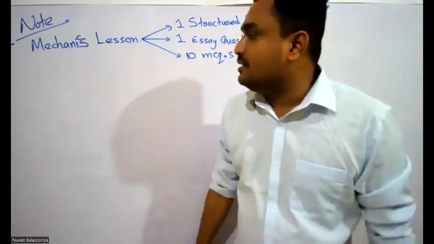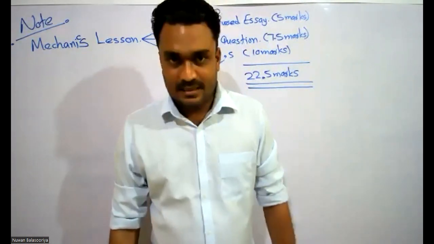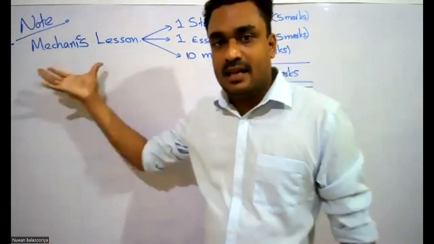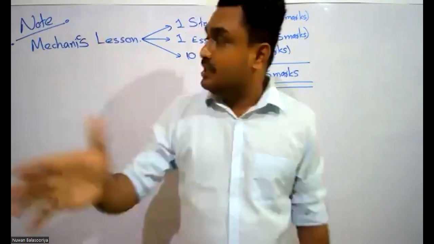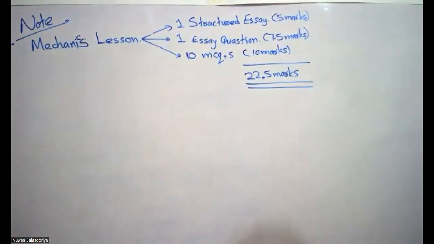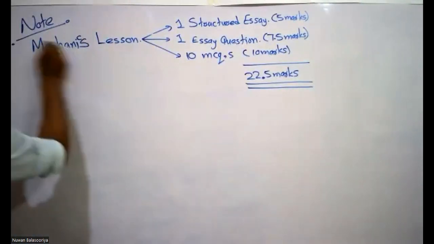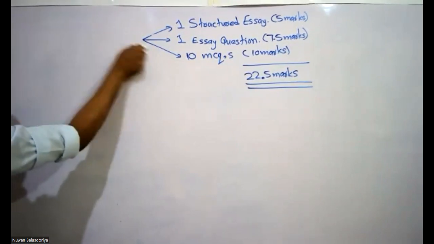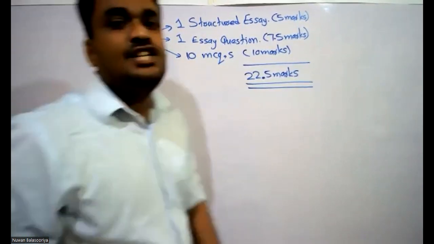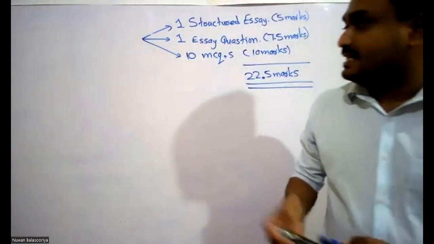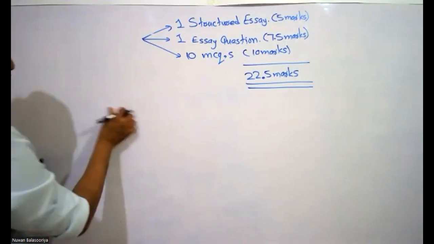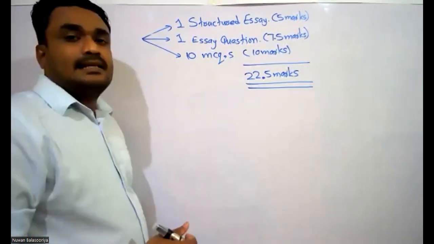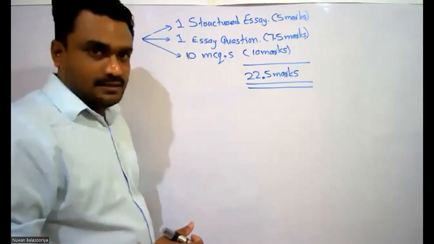Right. Now let's start our teaching with the mechanics lesson. Please use the same book, the book that you have used to write these things, and write the heading as mechanics. Right. Under that, please write: mechanics lesson has 3 major sections.